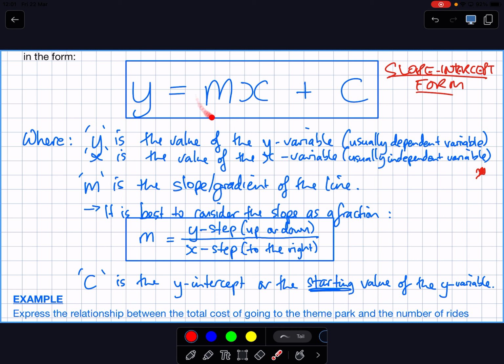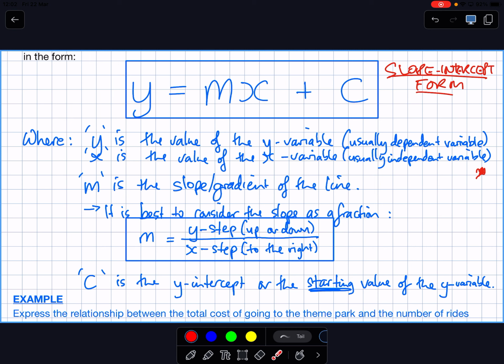So whenever you're thinking of the slope, always think of it in terms of a fraction, something over something else. And the top part is the y-step. It's how far the line goes up or it goes down. See how I'm not calling it rise because rise suggests that the line always goes up. Then the fraction bar, and then the bottom is the x-step. So how far the line steps to the right.